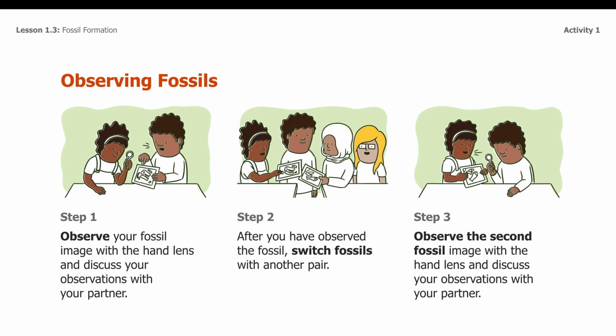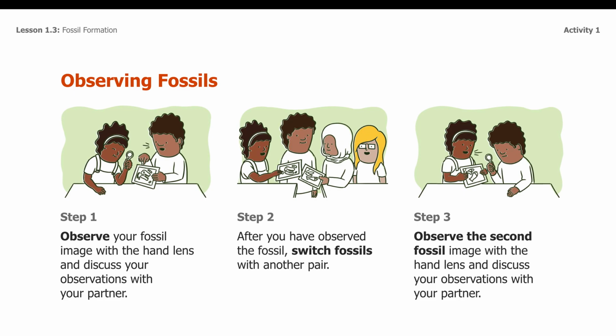So you're going to follow these steps. And I know we're not working with partners, of course, but maybe you have somebody at home you could work with, whether you have a hand lens or not. So I'm just going to read through the instructions and then go over what I want you to do. Step one, observe your fossil image. If you have a hand lens or a magnifying glass, you could use that, and discuss it with whoever you're doing this with. If you're just doing it by yourself, then just think on your own about what you notice.